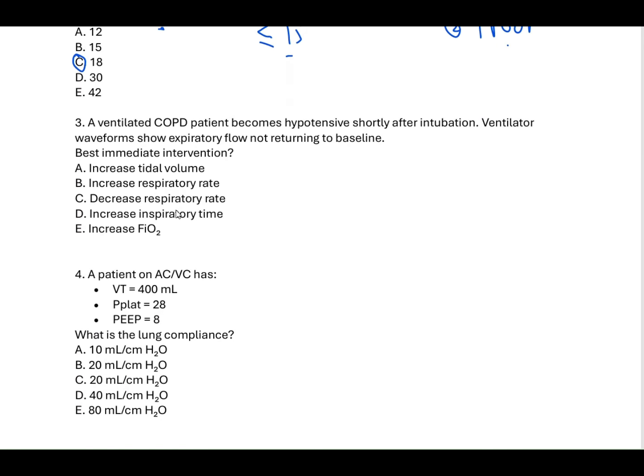Moving on to the next question. A ventilated COPD patient becomes hypotensive shortly after intubation. The ventilator waveform shows expiratory flow not returning to baseline. So that's suggestive that this patient is probably having auto PEEP, or increased intrinsic PEEP. What's the best immediate intervention? It's important to decrease the respiratory rate, guys. And then moving on to the last question.